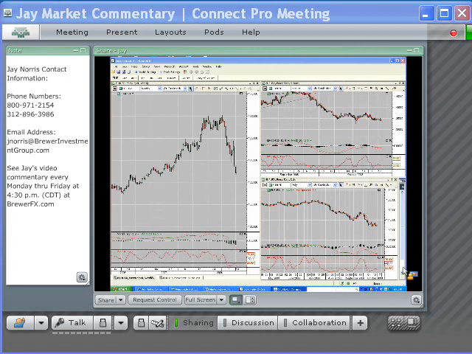Before we get rolling, I do want to point out that trading futures and Forex is a risky endeavor and not suitable for all investors. The charts we're going to go over are snapshots of current market conditions and may not necessarily be indicative of future conditions. First market we cover is the Euro US dollar.